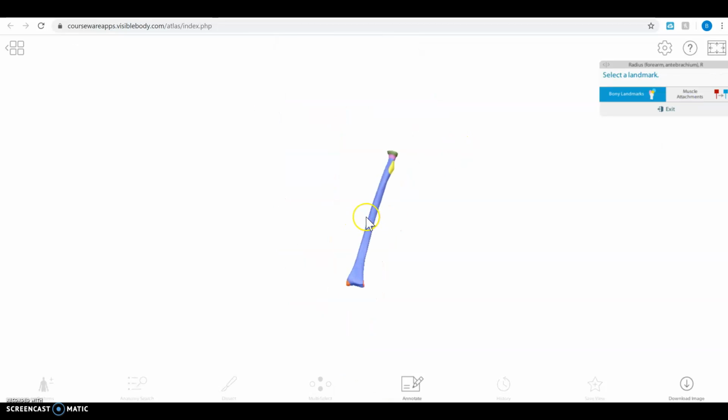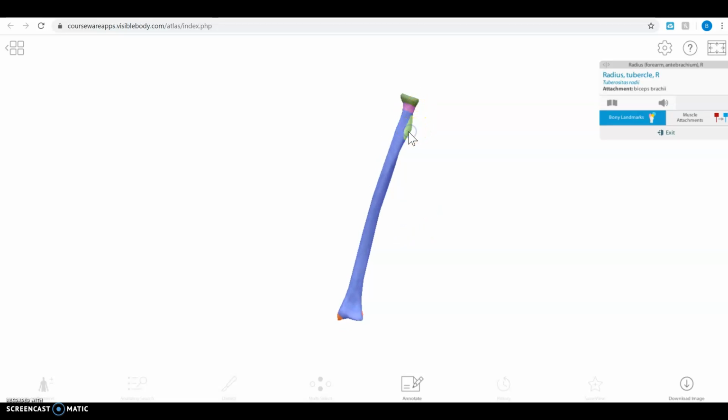Okay, so on the radius, the hard part about this is trying to figure out which side is medial and which side is lateral. The easiest way to figure that out is to look at the radial tuberosity. The radial tuberosity is up at the superior side and it always faces medially. So this will always face on the inside toward the ulna.